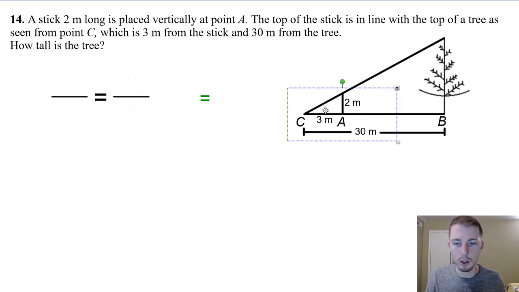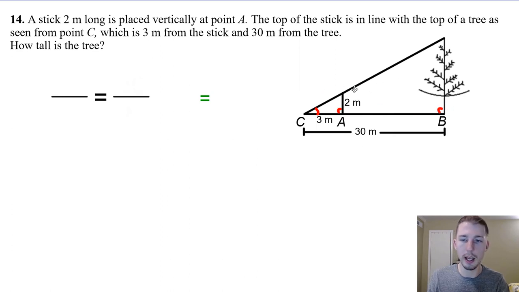Well, first thing is we know we have alternate interior angles, or not alternate interior, sorry. This angle is going to be congruent to itself, and the stick and the tree are both perpendicular. So by angle-angle similarity, I know these triangles are similar, so we can set up a proportion, solve for the height of the tree, which I'm going to call x.